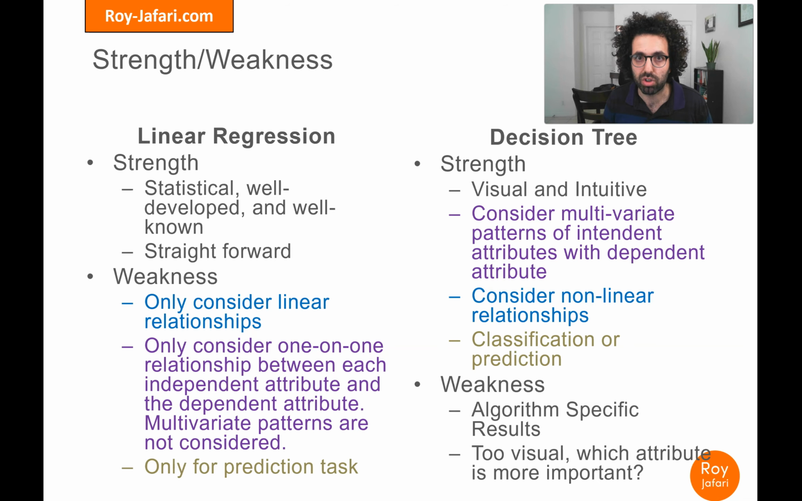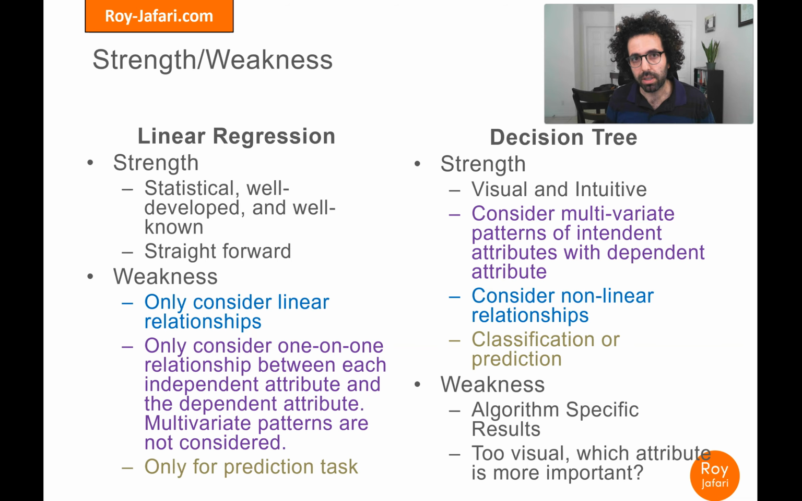So decision tree can be used for dimension reduction. Of course, the other strength of decision tree is that it's very visual and intuitive, but it's not without weaknesses. The first weakness is that the result of the dimension reduction is very specific to the algorithm. These dimensions or independent attributes work well when you are using decision tree, but there is no guarantee they're going to work for other algorithms as well. So that's one thing you want to pay attention to. And another thing is that the decision tree is just too visual. I mean, the strength of it in one arena is the weakness in another way. Being too visual makes it hard for us to see which independent attribute is really more important than the other.